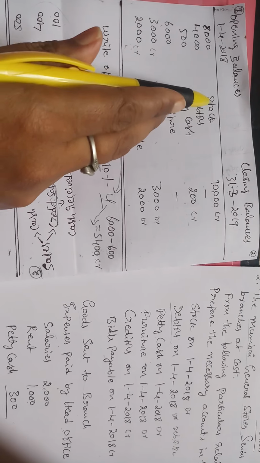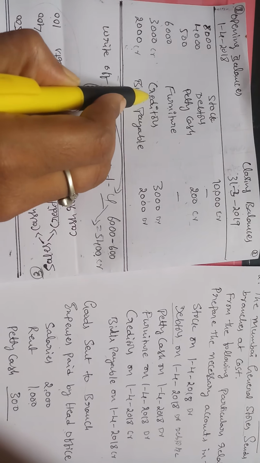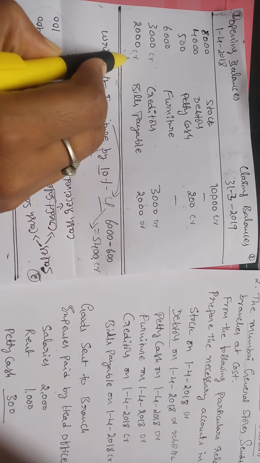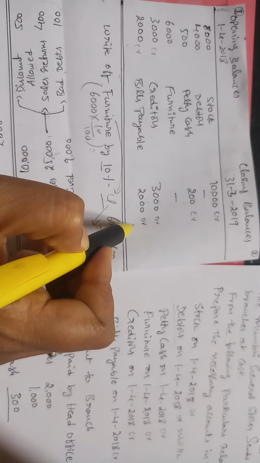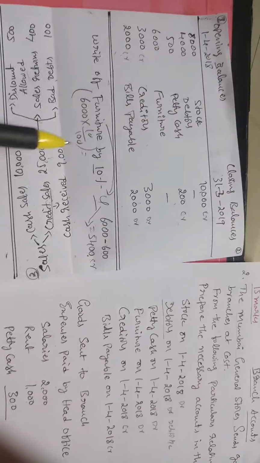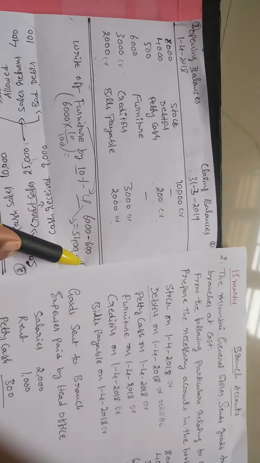Got it? So these are the debits. The only creditors and bills payable are the credit side. So these are the credit. Only creditors and bills payable are the debit. Clear? So furniture also, this is also credit.